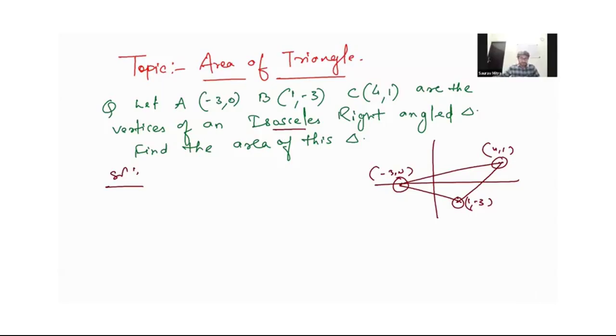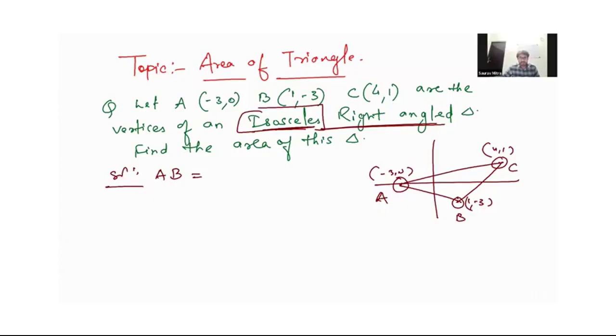First of all, we have to show that this is an isosceles right angle triangle. So what is isosceles? It means that two sides are equal. So if I suppose this is my A and this coordinate is B, already given, and this is C, I have to find the AB distance. So what is the AB length?